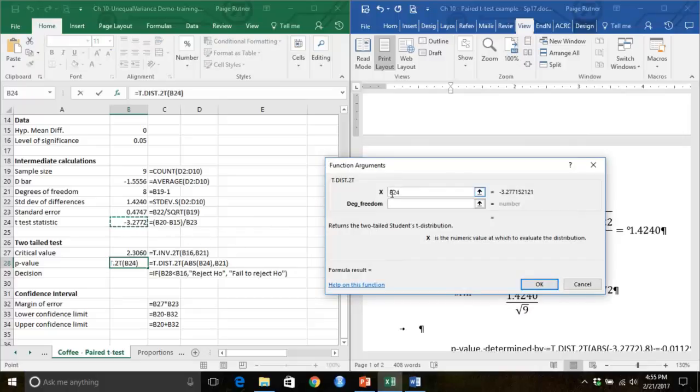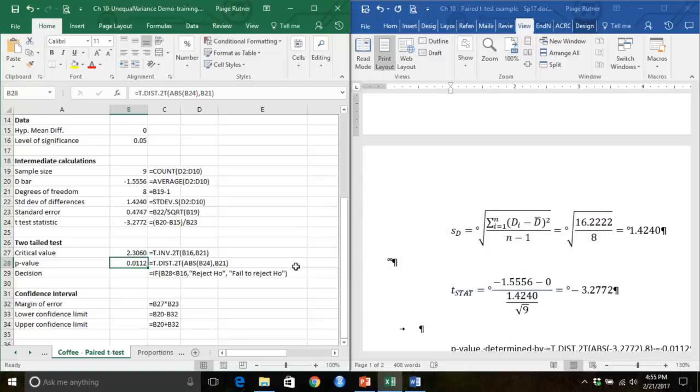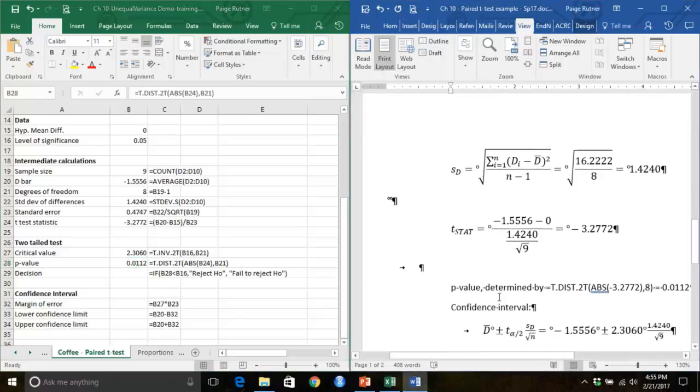So I will give it the absolute value of my test statistic, and I'll tell it that we're working with a t-distribution with 8 degrees of freedom. And so I get a fairly small p-value, 0.0112 is the p-value that we get, and that is less than our chosen level of alpha, so that confirms our decision that we're going to reject the null hypothesis.